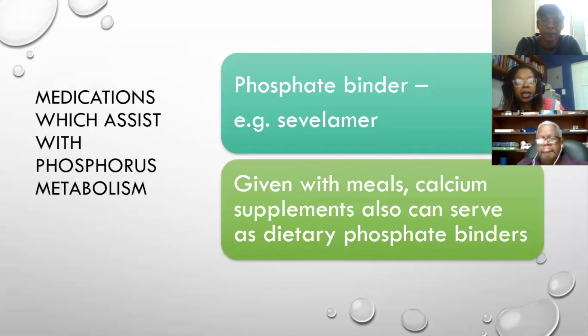And medications which will assist with your phosphorus metabolism are phosphate binders like sevelamer. And as I mentioned, you can have knowledge of several medications, but if it's not available, if it's too expensive and we can't get it, then you can't get it. But sevelamer is one of the medications that assists with binding the phosphate, but we also know that, given with meals, calcium supplements also serve as dietary phosphate binders. So patients may be told to take the calcium at different times, with meals or without a meal and so on, and that is again something that is patient-based.